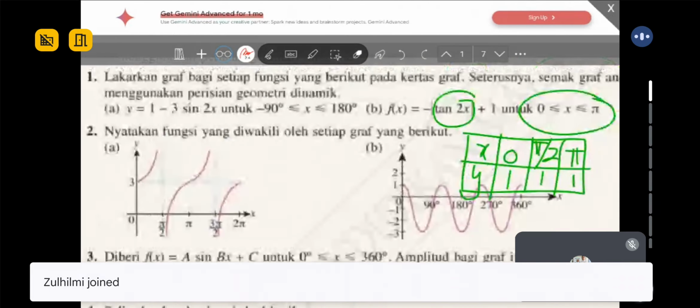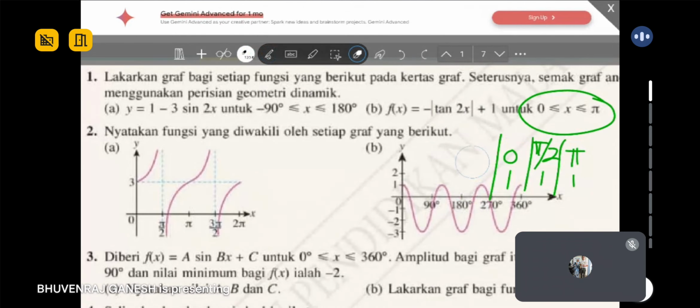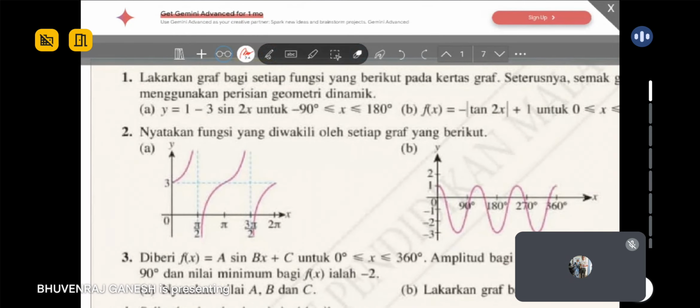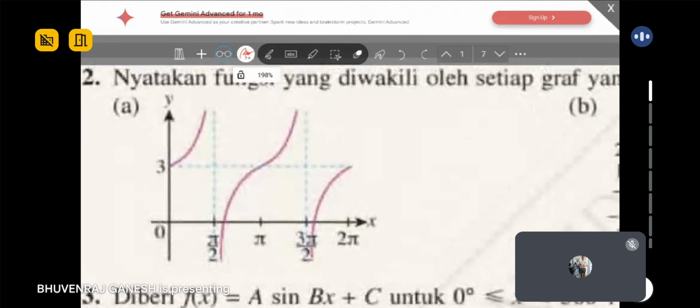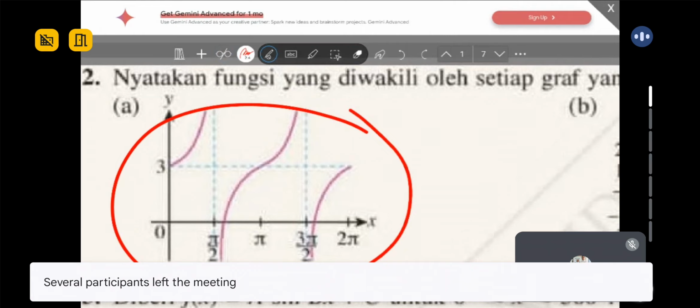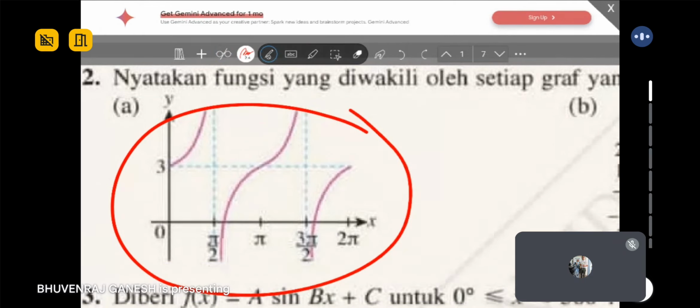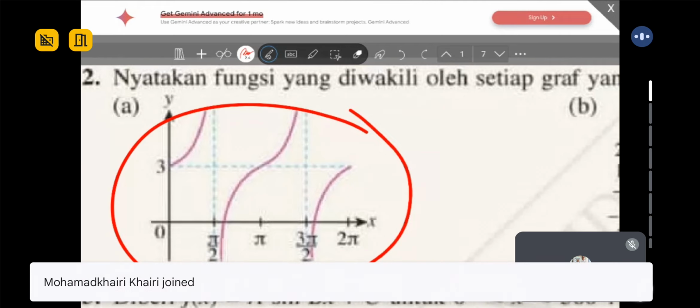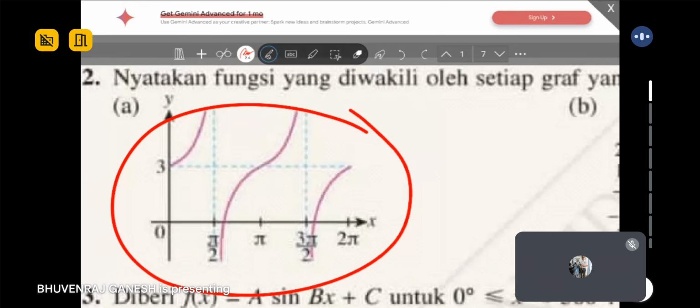Okay, question 2. This question, they ask you what is the function of these two graphs. Mereka nak kamu tahu. Cuba tuliskan, guys. Apa fungsi dia kat sini? Secara lengkap, I want the equation of this graph. Saya nak persamaan graph ni. You all try to give the answer. What do you think is the answer?